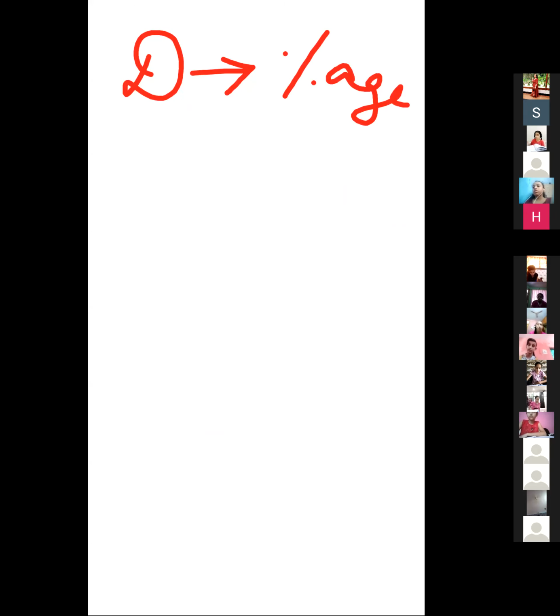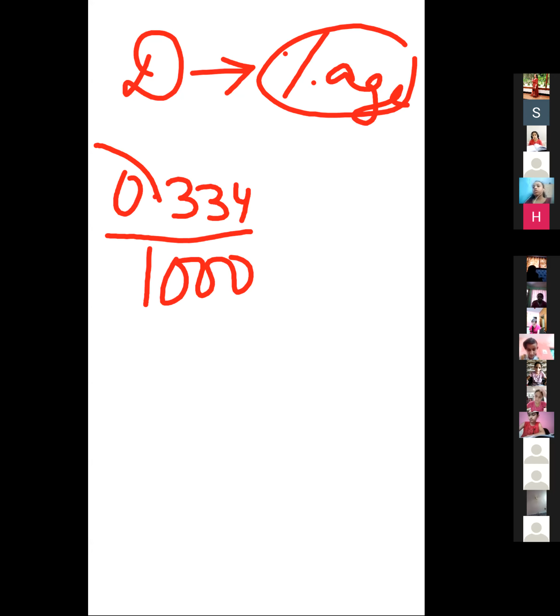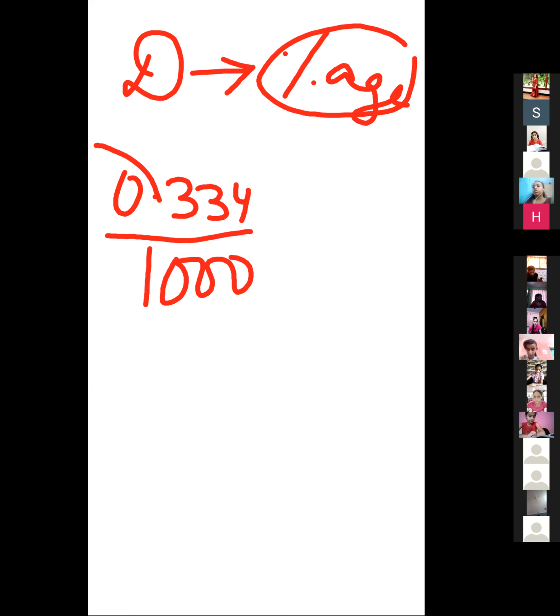Second question again, read out. Convert the decimal into percentage. Now decimal change into percentage means we have to take out the percentage, no? So when you take out the percentage, you have to multiply with 100. Okay? So 0.334. This is a decimal. First you change into fraction, remove decimal and write 1000. Why 1000? Because after decimal, how many numbers? 3 numbers. We put 3 zeros down.